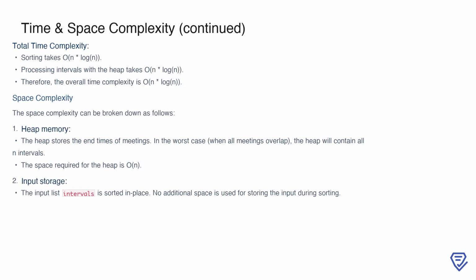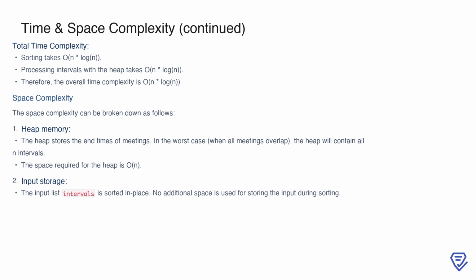Now that we've analyzed the individual components, the total time complexity of the solution can be summarized as O(n log n). This comes from the sorting step and the cumulative heap operations, both of which scale similarly. Let's move on to the space complexity.